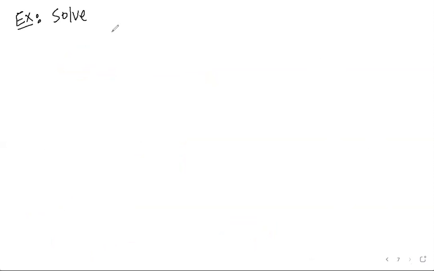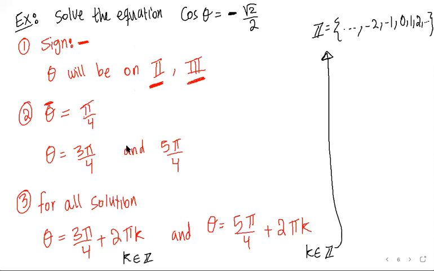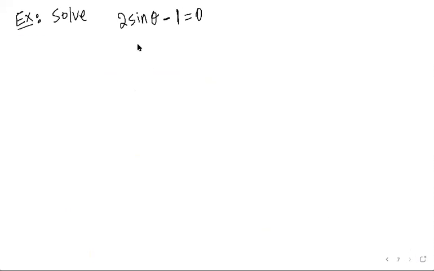Question: solve 2 sine theta minus 1 equals 0. The same steps like before, but here we have to make sine equal something first, and after that we use the same steps. To solve this one, I have to add 1 to both sides. So I get 2 sine theta equal 1.